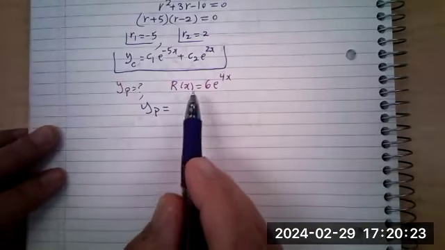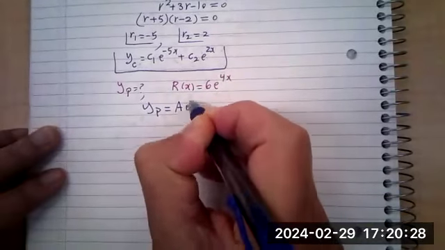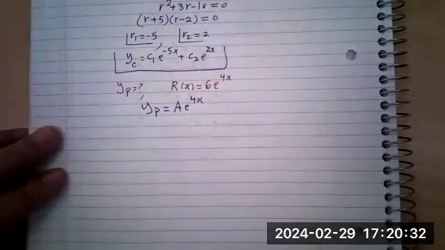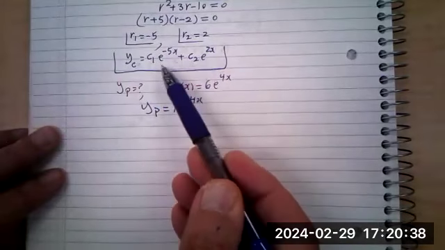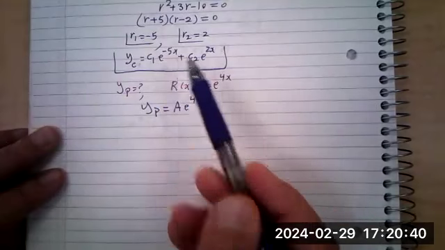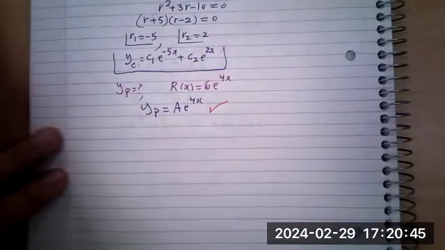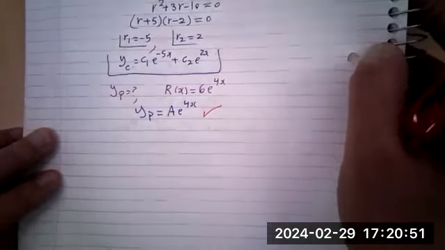Okay, so the yp, a constant polynomial, we call it A times e to the 4x. You check for the duplication term. There is no duplication term, because you have e to the 4x over here, and here you have e to the 2x and e to the negative 5x. So this means it's done. Check it for yourself. That's a good one.